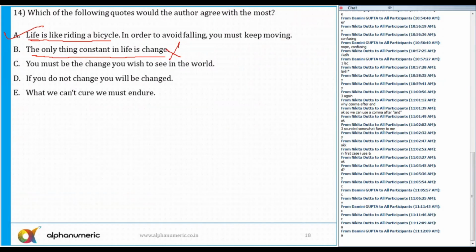A is better because it tells you if you want to maintain balance, you need to keep moving. You need to keep upgrading. So A tries to tell you the solution as well. So it is more comprehensive. That is why for question number 14, the answer is A.